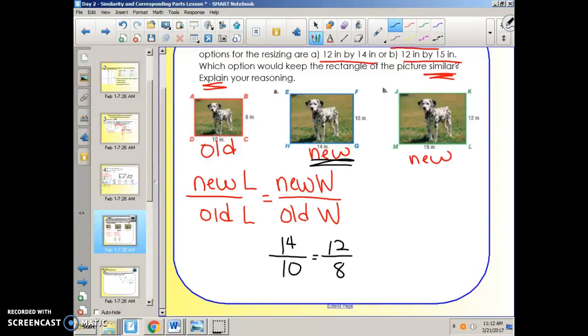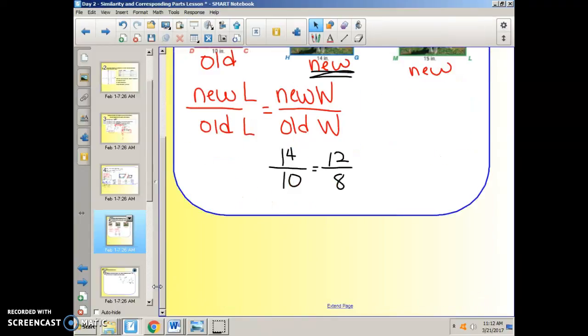Now there's more than one way you can solve this. Hopefully you've already recognized a couple ways. One of them, which I think is the easiest, is just simply dividing. So if I do 14 divided by 10, I get 1.4. If I do 12 divided by 8, I get 1.5. Well, the problem is those are supposed to be the same numbers because really that's the scale factor. So if they're not the same, not similar, can't work.